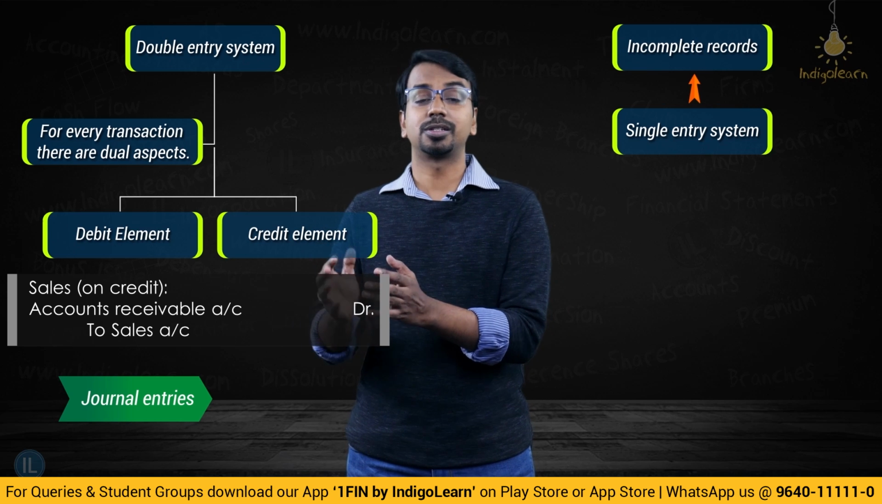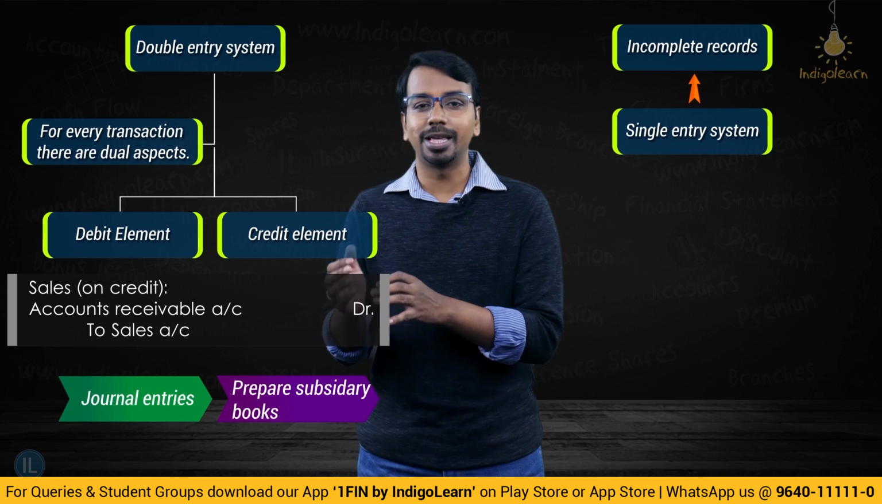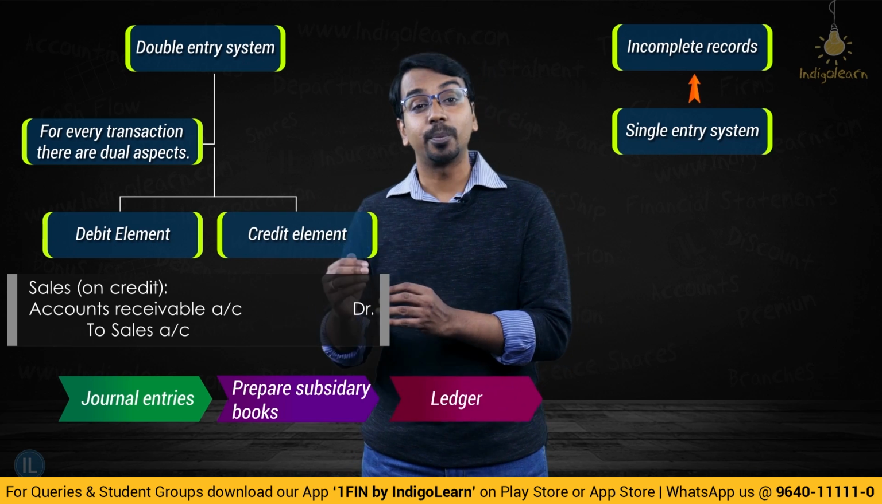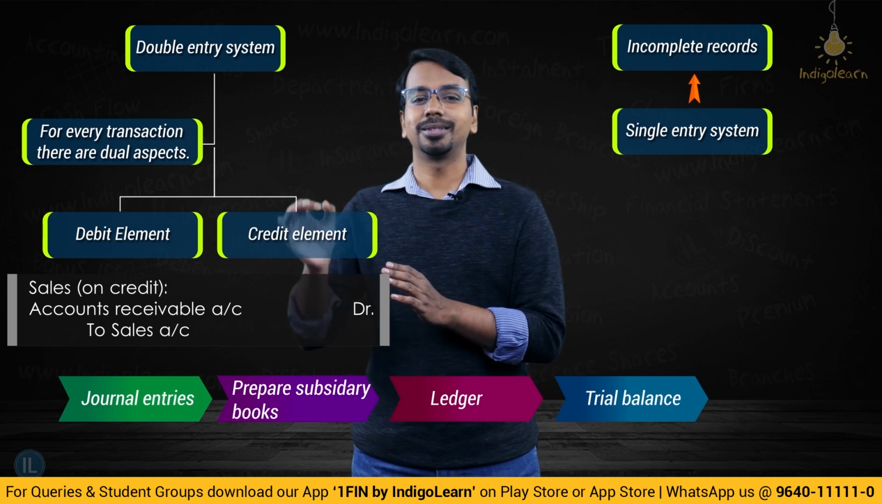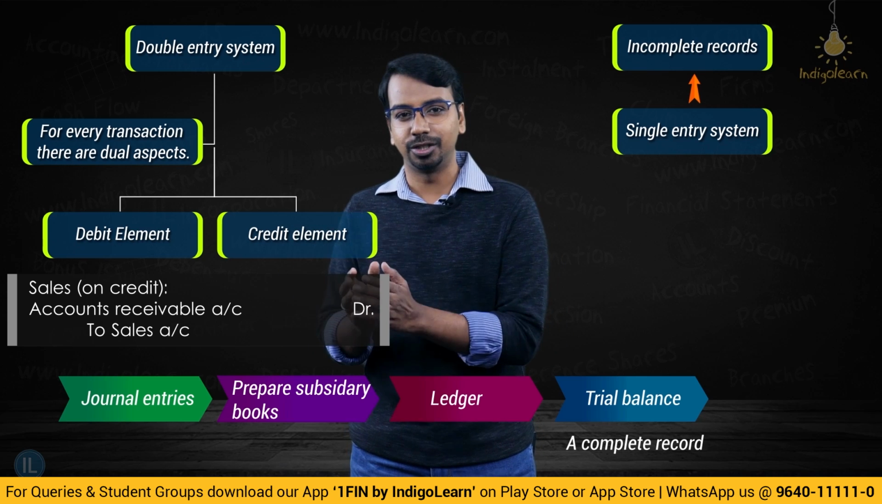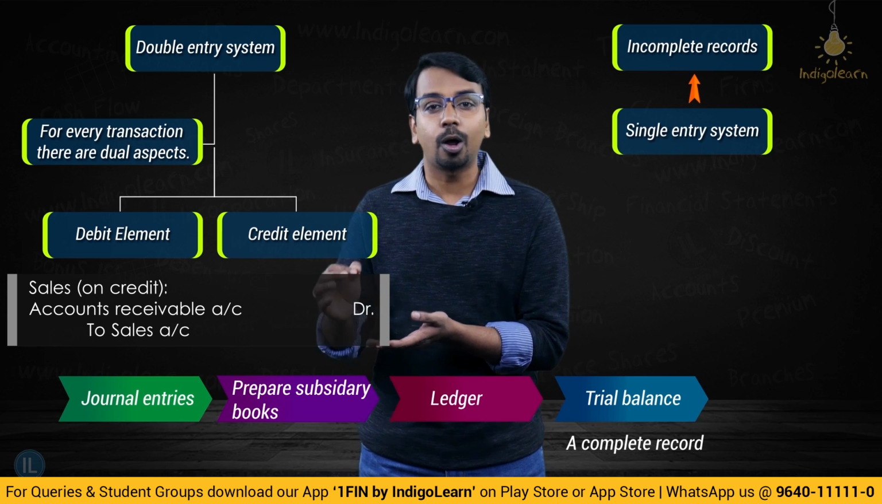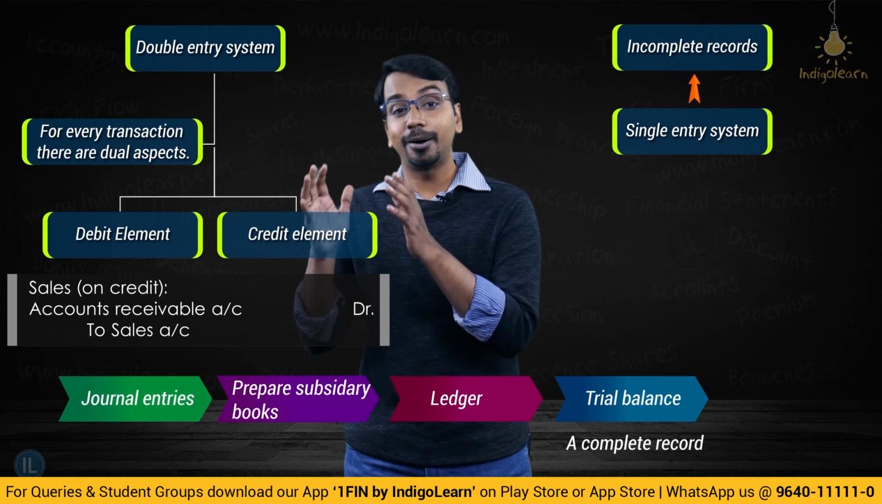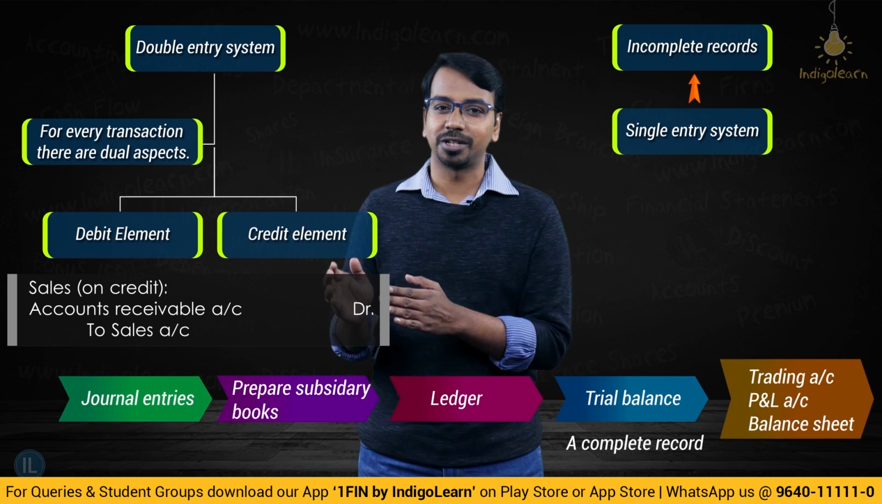Under the double entry system, you pass the journal entries or you prepare your subsidiary books, and you post them into the ledger accounts. From that, you will prepare a trial balance. Remember that a trial balance is a complete record. It is something which balances various ledgers. The total always tallies, and even if there are errors, you can figure out and correct them. So from a complete trial balance, it's very easy to prepare your trading account, your profit and loss account and the balance sheet.